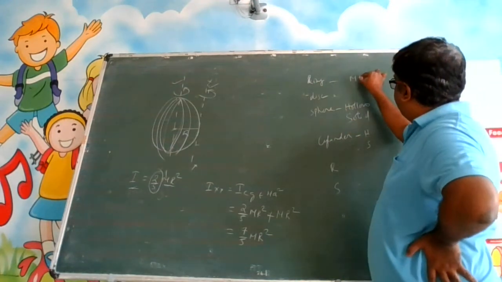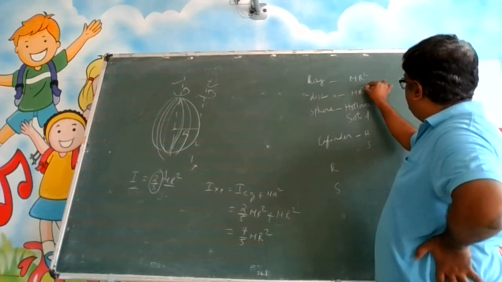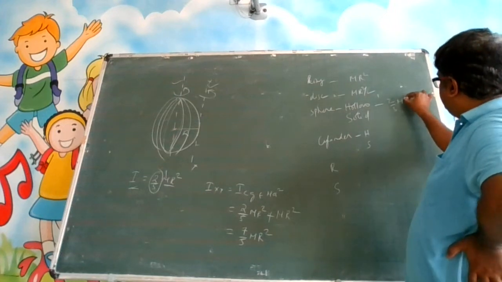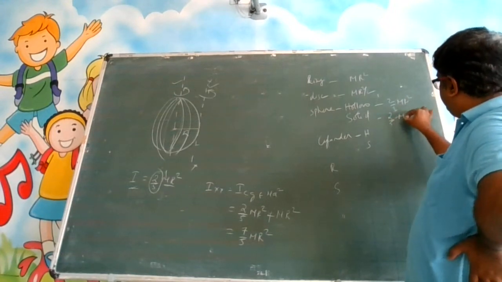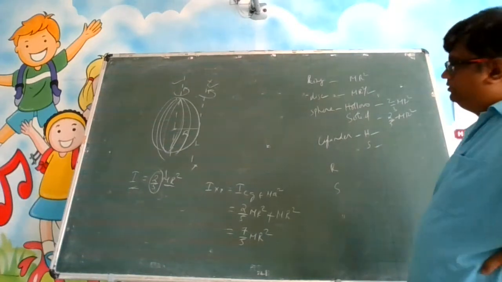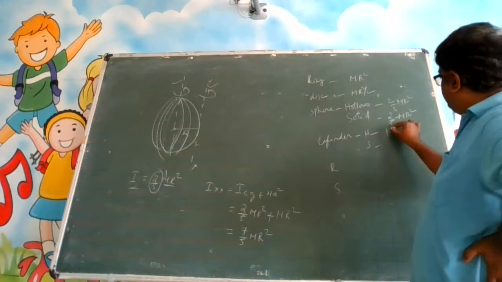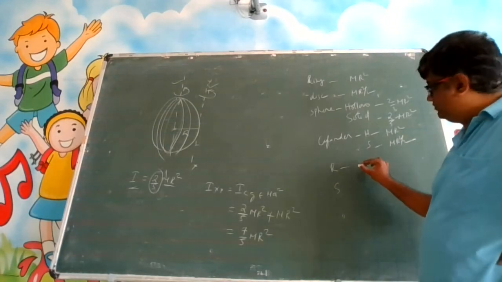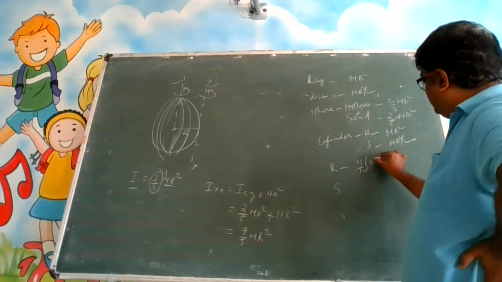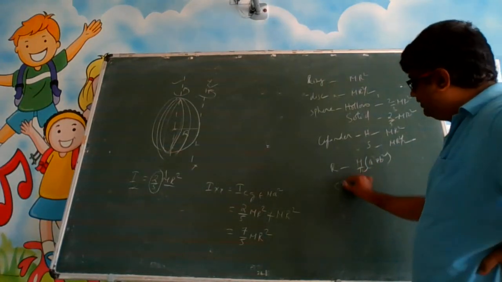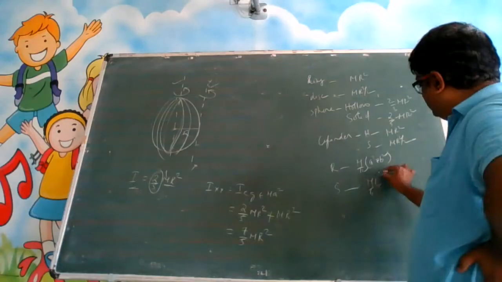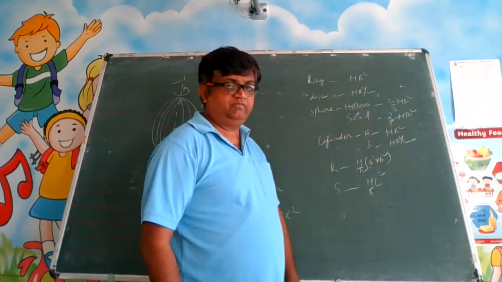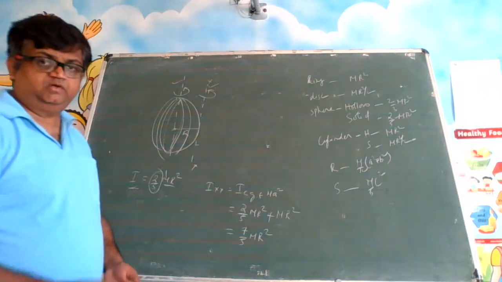Ring is mr square. This is mr square by 2. This is 2 by 3 mr square. This is 2 by 5 mr square. And this is mr square. This is mr square by 2. And this is M by 12 into a square plus b square. And for the square plate, it is m by 6 into l square, where a and b are equal to l. All these values you should remember in this format. They are very much useful while doing any numerical, so try to remember them.